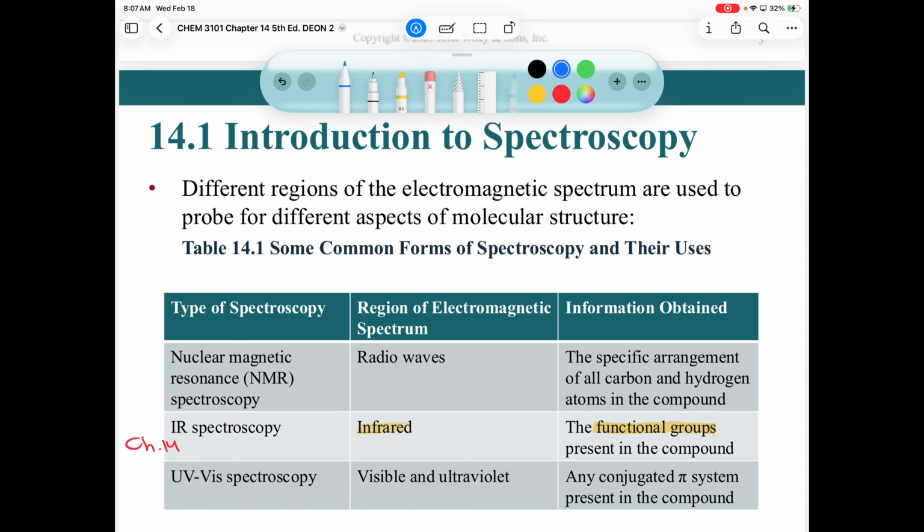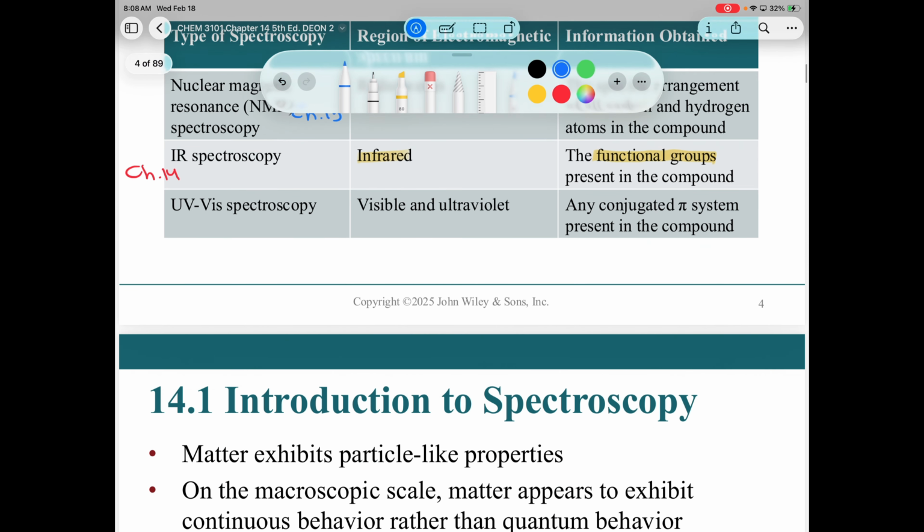Later on in chapter 15, we will look at the most powerful form of spectroscopy, which is nuclear magnetic resonance spectroscopy. The reason it is so powerful is because it tells you the specific arrangements of the carbon and hydrogen atoms. There's some work that has to be done in order to determine what that is, but it is the most powerful form of spectroscopy. And then we have UV-vis, which we don't really cover in this class, but that is related to conjugation. If you remember, conjugation is when we have double, single, double, single. That's what we look at when we look at UV-vis spectroscopy.